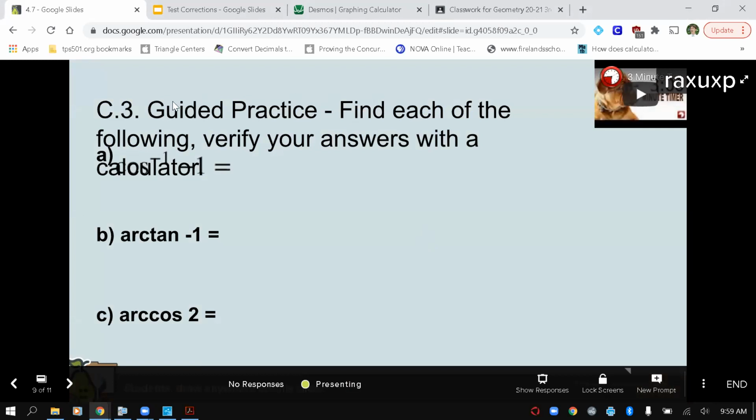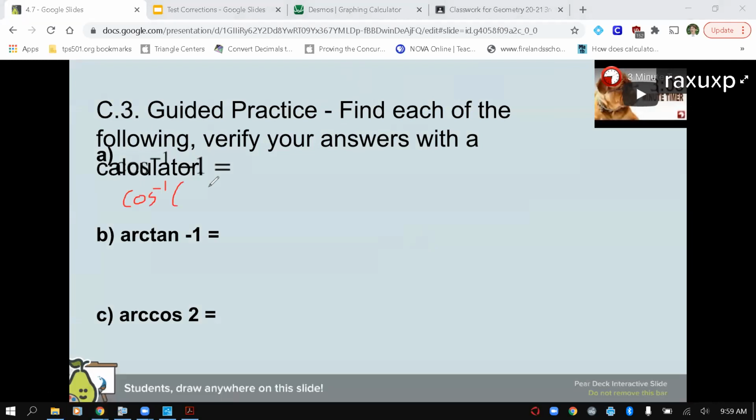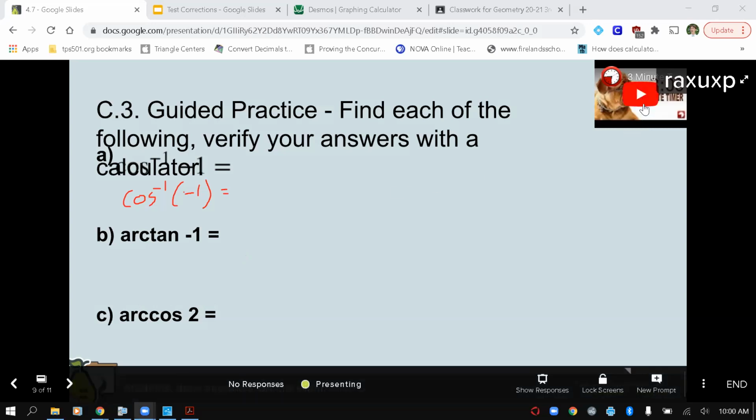All right, your turn. Why verify? Why is that? Look at this. Verify your answers with a calculator. This is the cosine inverse of -1. That's what that says. Cosine inverse of -1. Okay, so tell me what's the cosine inverse of -1, the arctan of -1, and the arc cosine of 2. I'll give you 3 minutes to try it on your own, and then that'll end class.